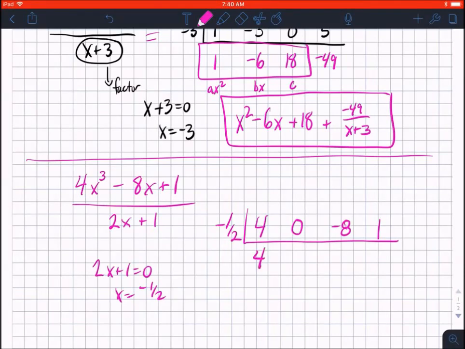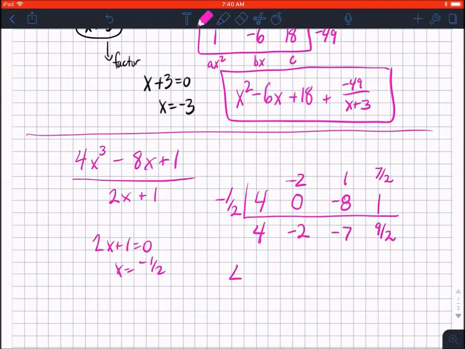Negative 1/2 times 4 is negative 2. I'm going to add: negative 2 plus 0 is negative 2. Negative 1/2 times negative 2 is positive 1. I get negative 7 here. Negative 1/2 times negative 7 is positive 7/2. 7/2 plus 1 is the same as 7/2 plus 2/2, or 9/2. So this is saying that our answer is 4x squared minus 2x minus 7 plus a remainder of 9/2 over 2x plus 1.